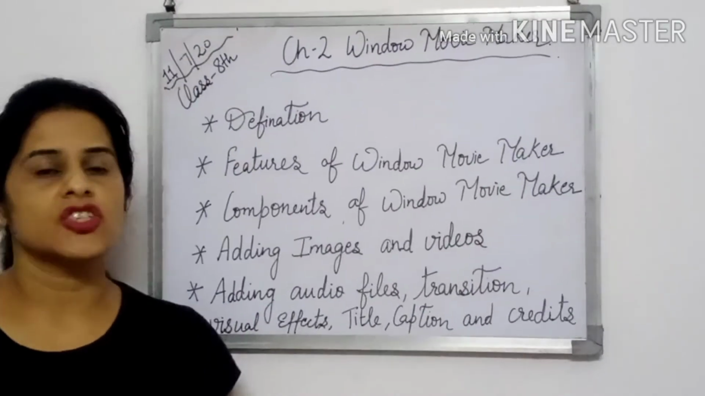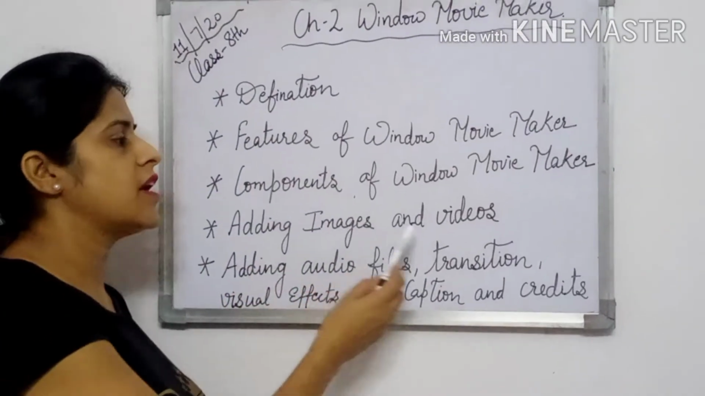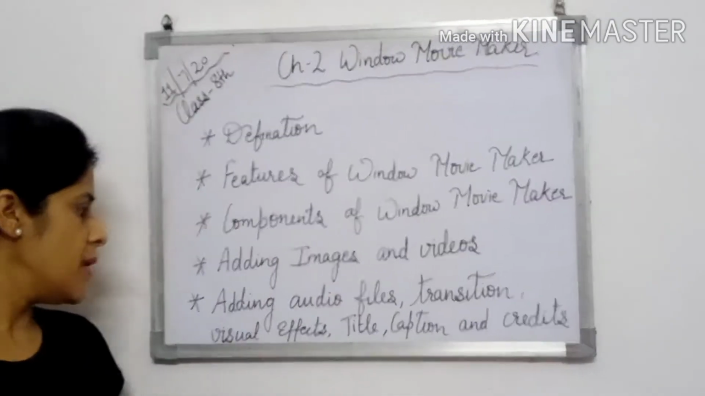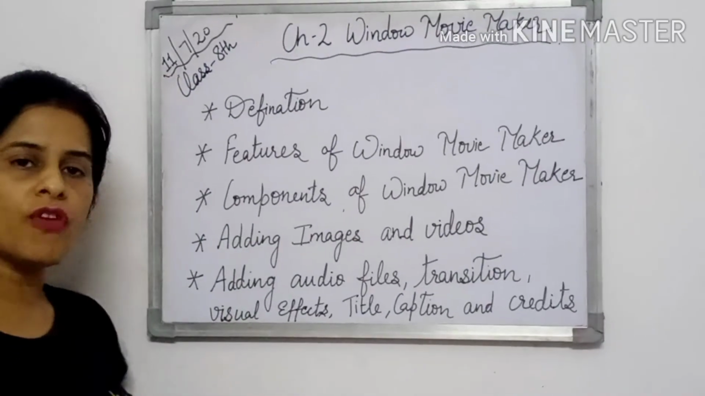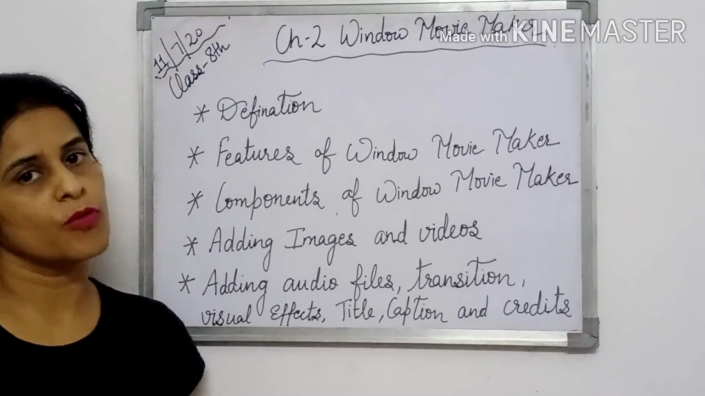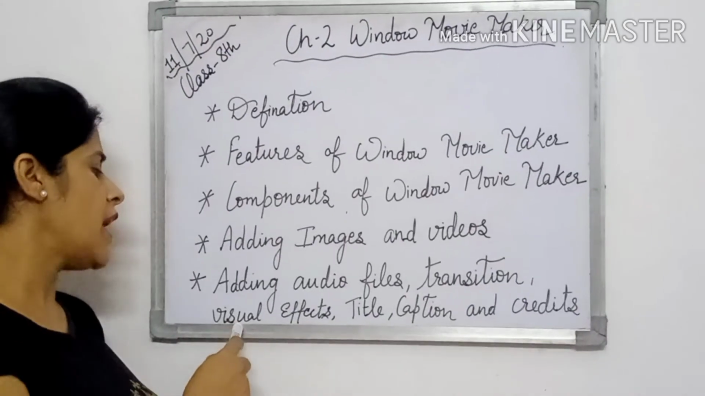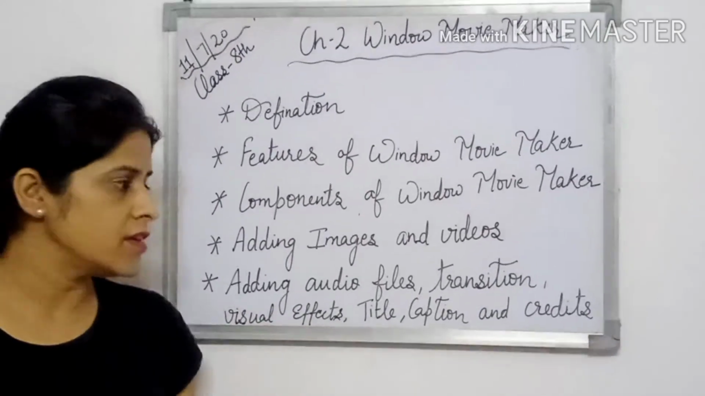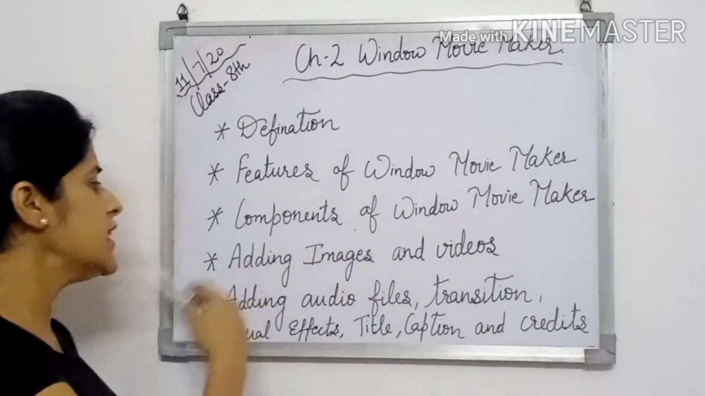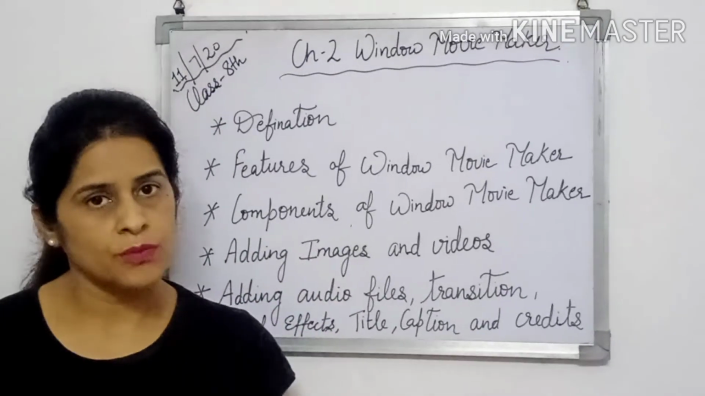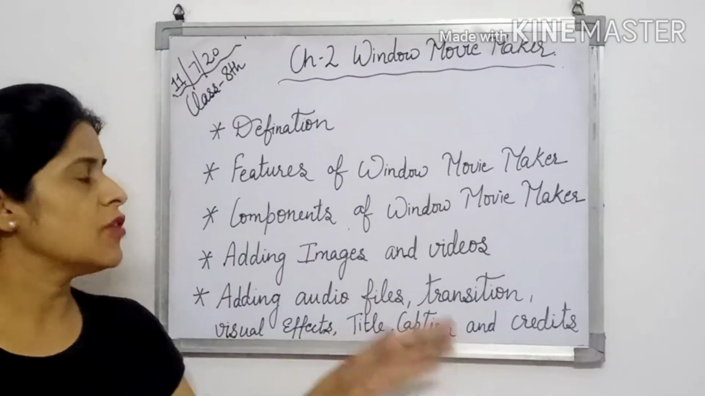In today's lecture, I will tell you how you can add images and videos, how you can add audio files and transitions in Windows Movie Maker, and how you can apply visual effects, title, caption, and credits. All these things we can add to our video. These are all about Windows Movie Maker.